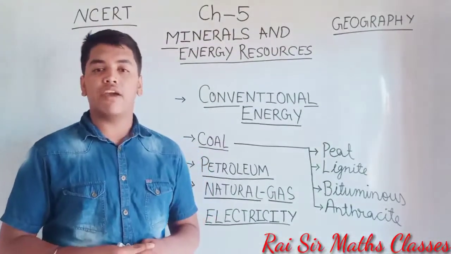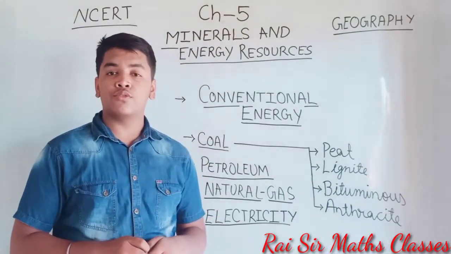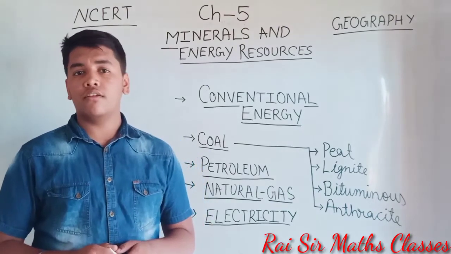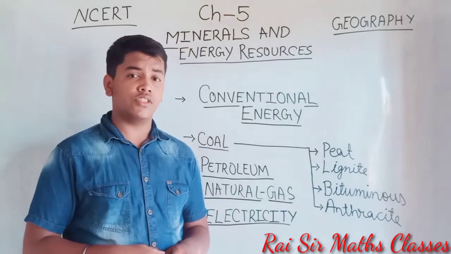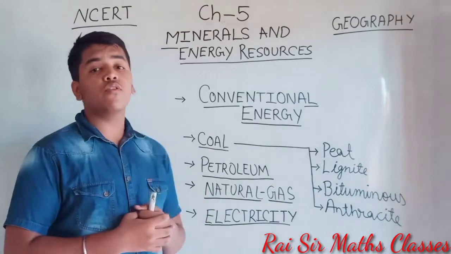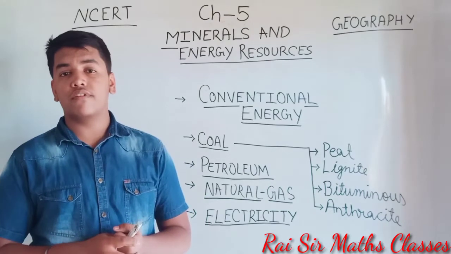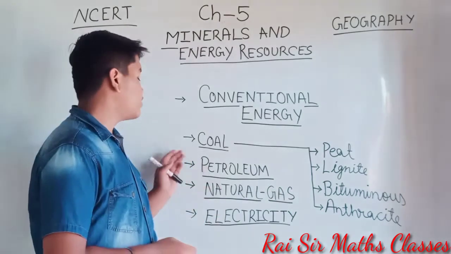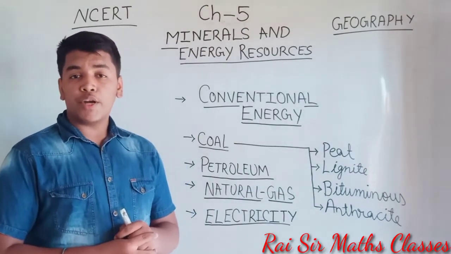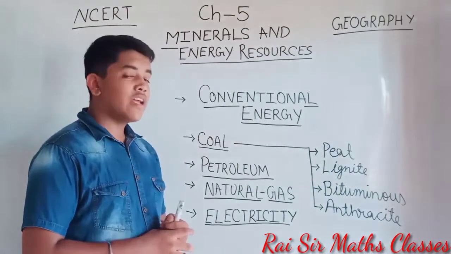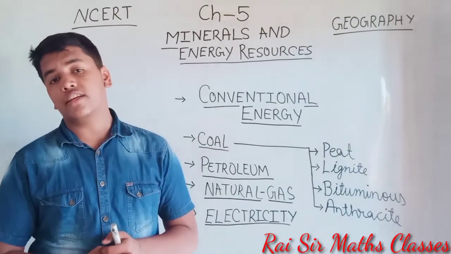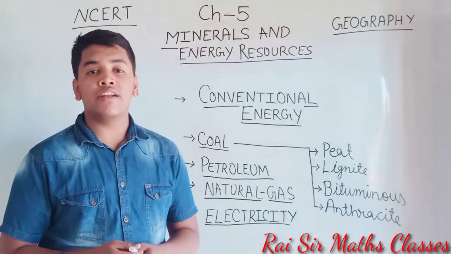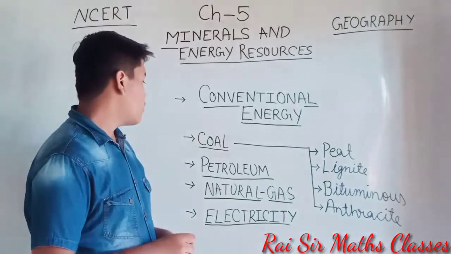Now as I told you, we are going to know about the energy resources, or we can say energy minerals, in different terms. So let's start with the conventional sources of energy. We are going to know about the four types of conventional energy. First one is petroleum, as you can see that I have written here: petroleum, coal, natural gas and electricity. These are the four main kinds from which we can generate energy.